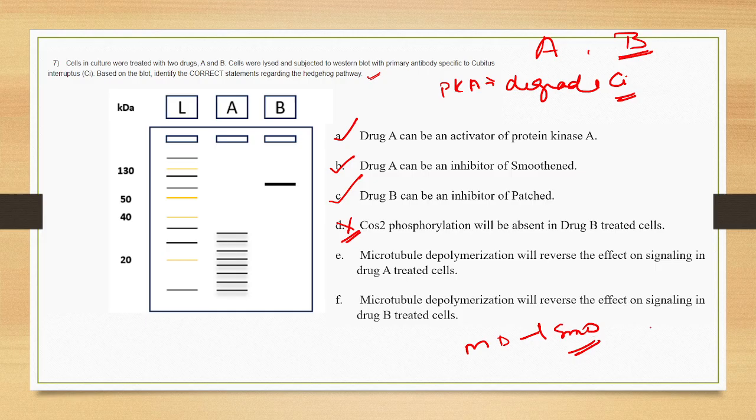So if your smoothened is inhibited, what will happen? CI would be broken down. So even when your hedgehog is present, if there is microtubule depolymerization taking place, then the activity of smoothened is stopped. And because the activity of smoothened is stopped, your CI does not form. CI is degraded. So applying that concept, microtubule depolymerization will reverse the effect in drug B treated cells, because in drug A the CI is already degraded, and microtubule depolymerization will ultimately lead to degradation of CI. So the effect would be reversed in drug B treated cells. So, according to me, the answer should be A, B, C, and F.